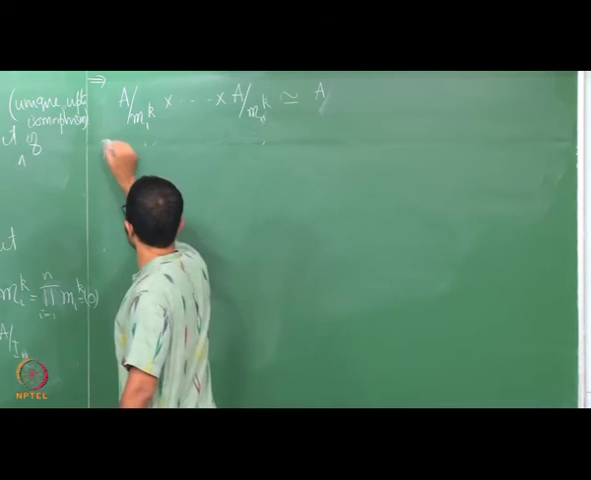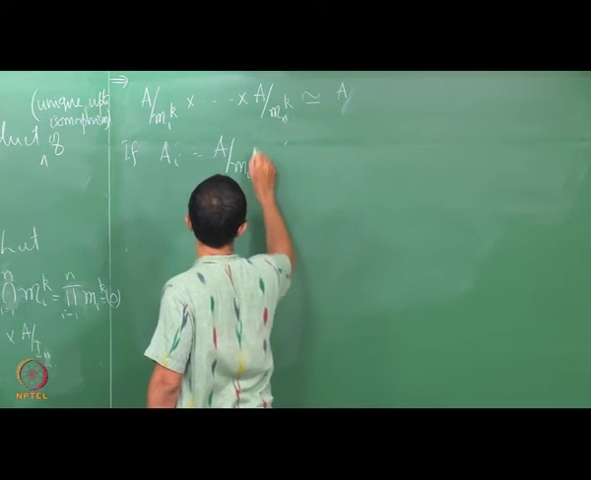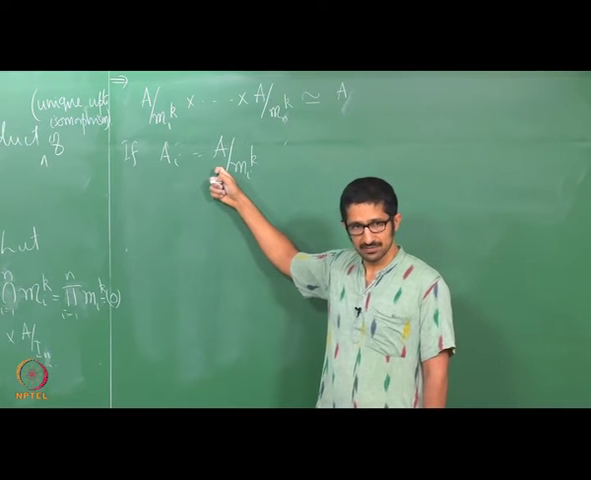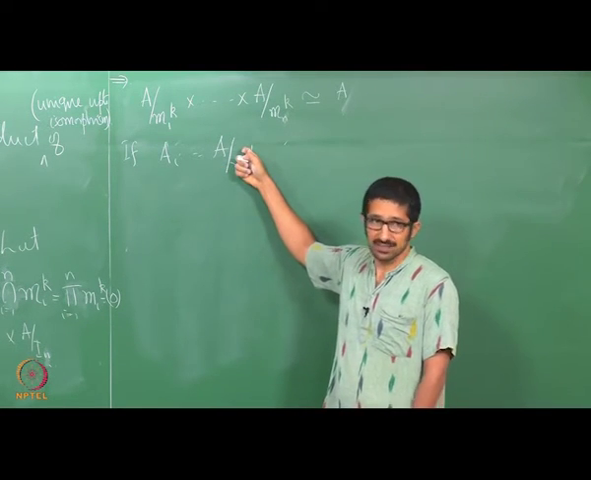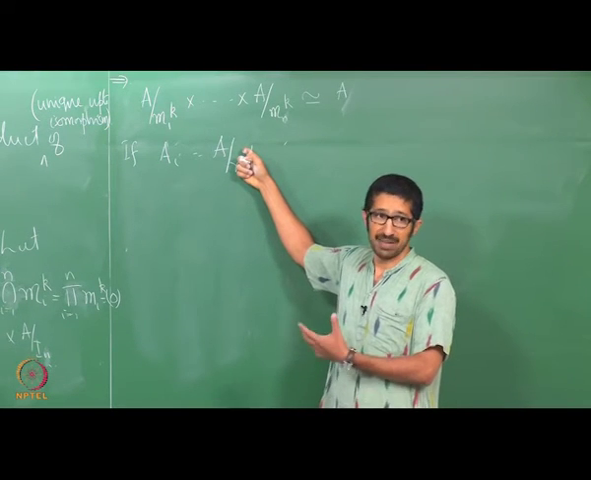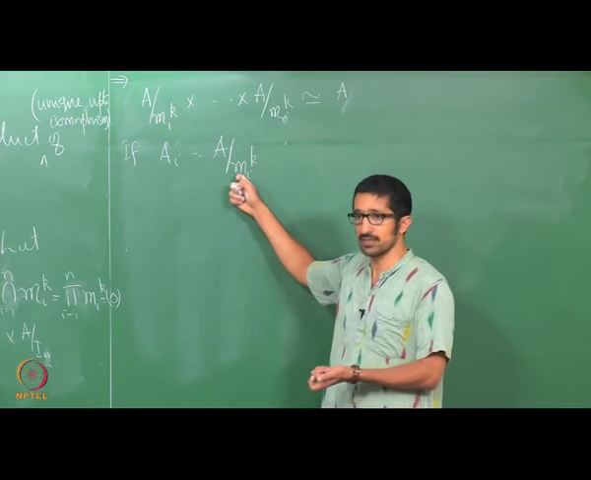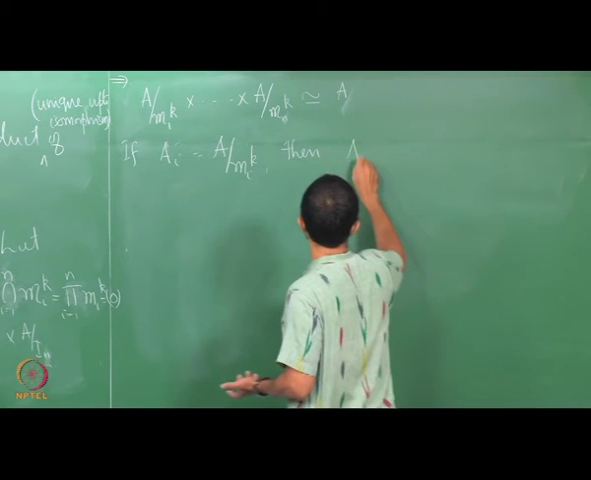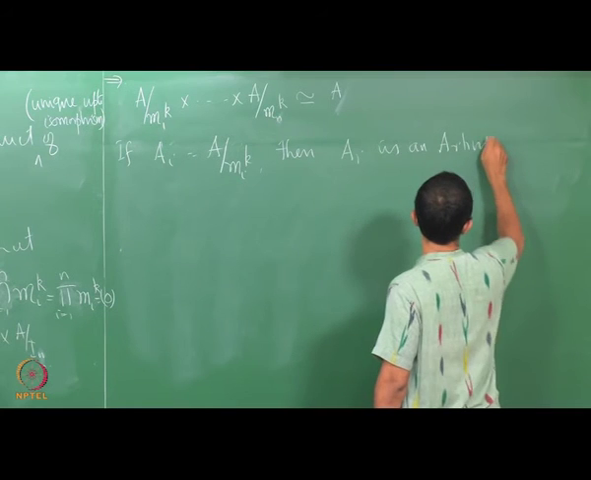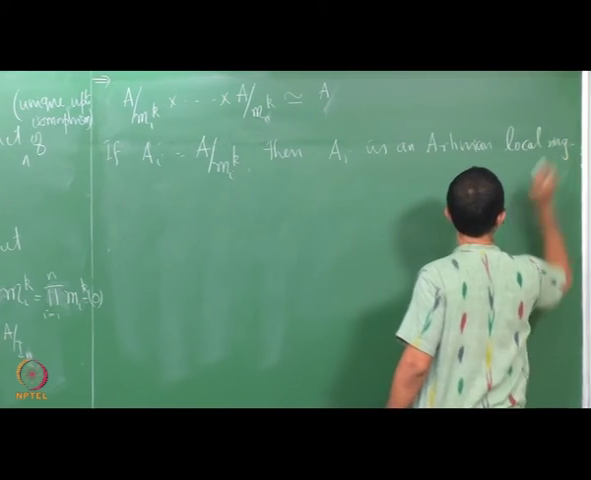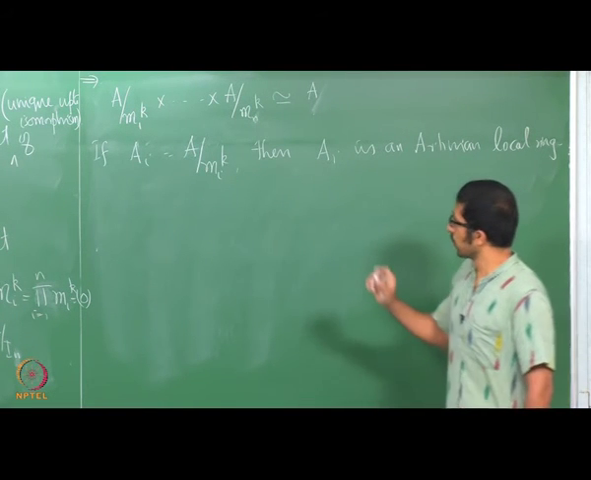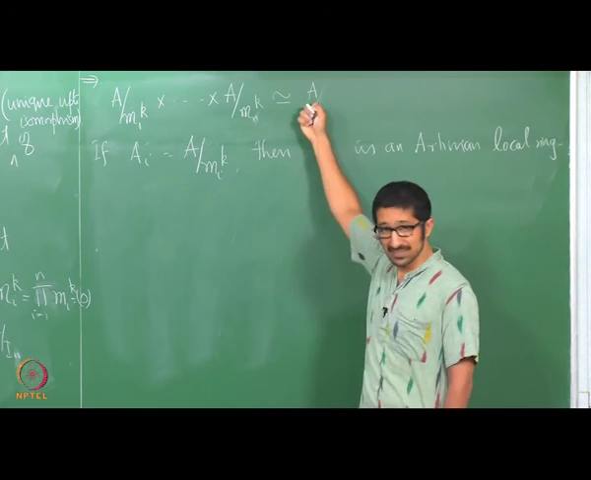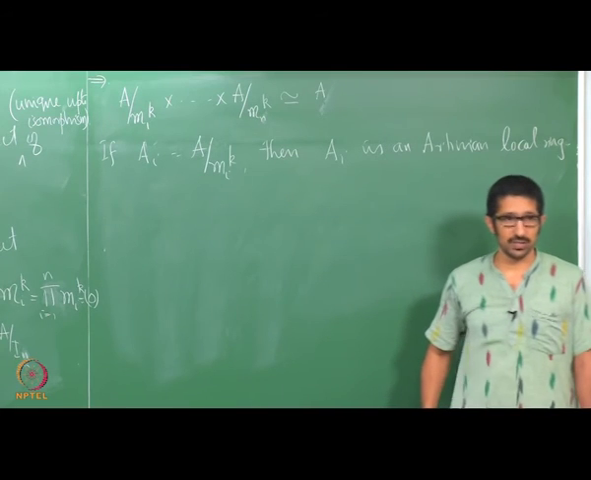If Ai is equal to A mod Mi power k, then this is an Artinian ring because A is Artinian, and this is a local ring. See, this Mi power k is a primary ideal, primary to the maximal ideal. The only prime ideal containing this would be Mi itself. There are no other prime ideals containing it. So, therefore, this is a local ring, and then Ai is an Artinian local ring. So, what we have shown is that an Artinian ring is a product of Artinian local rings.